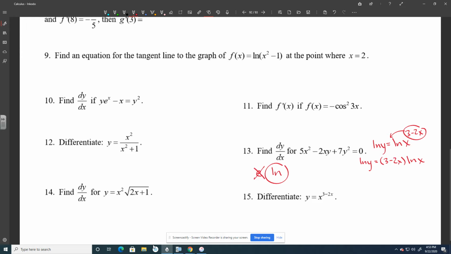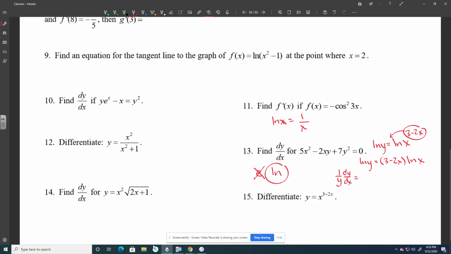Now I can differentiate, which is nice with natural logs because the derivatives are pretty easy. So when I take the derivative of this side, remember the derivative of the natural log of anything is equal to 1 over the inside. So the derivative of the natural log of y is just 1 over y, but we're taking the differential with respect to x, so I need to remember to put dy/dx.